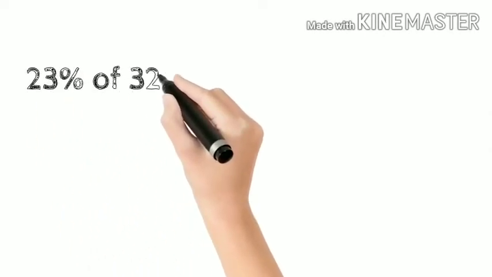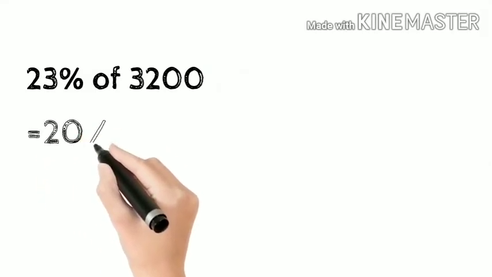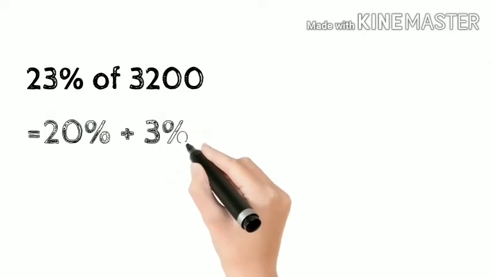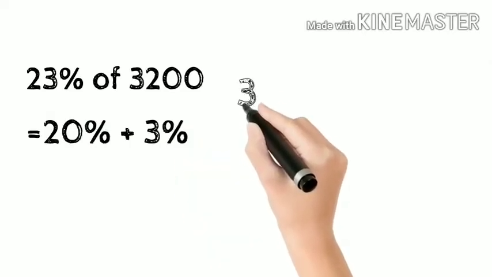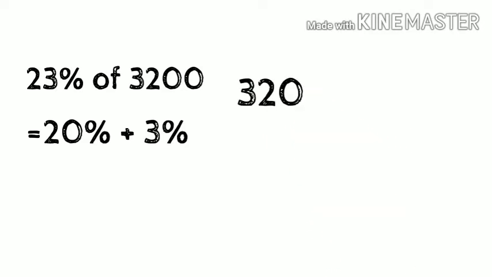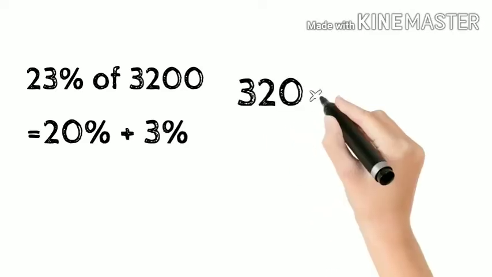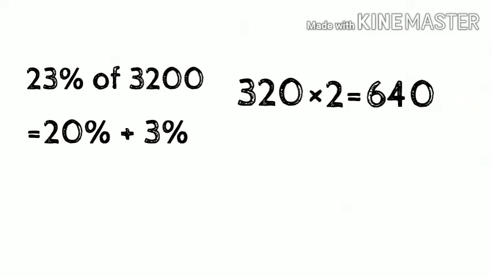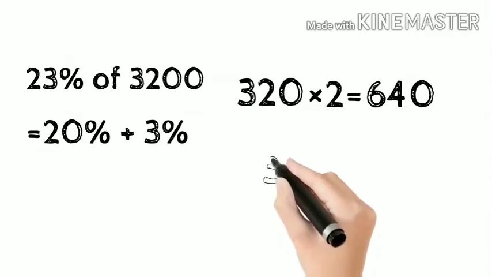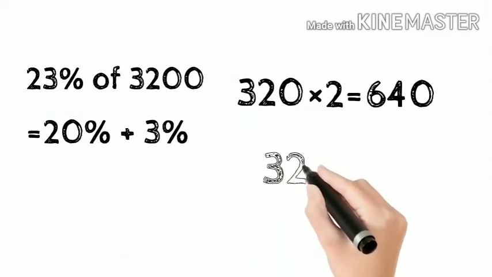The question is, what is 23% of 3200? We can write 23% as 20% plus 3%. As we know, 10% of 3200 is 320. So what will be its 20%? It will be nothing but double of this number, right? So 320 into 2, which gives us 640. Also we know what is 1% of 3200. 1% of 3200 is 32.